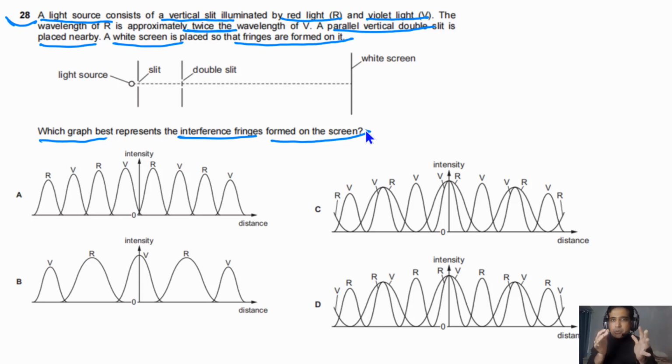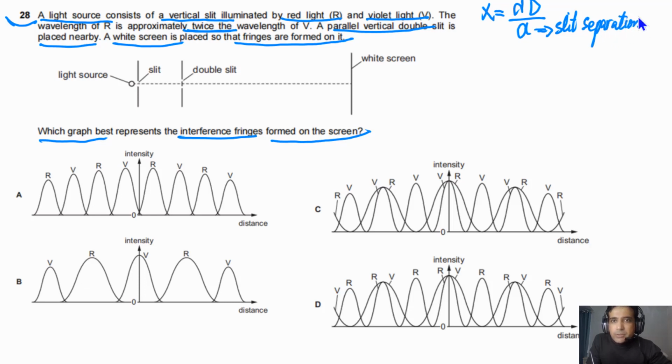For double slit, we need to understand fringe spacing x, which is equal to lambda D divided by a. Here a is the slit separation, the distance between the slits, center to center, and D is the distance between the double slit and the screen.